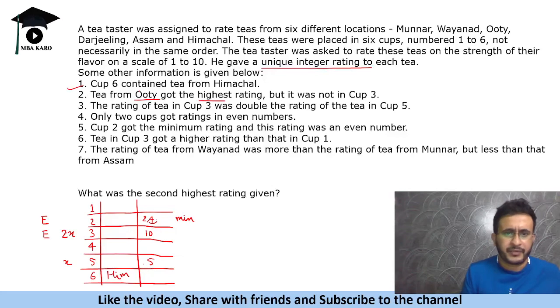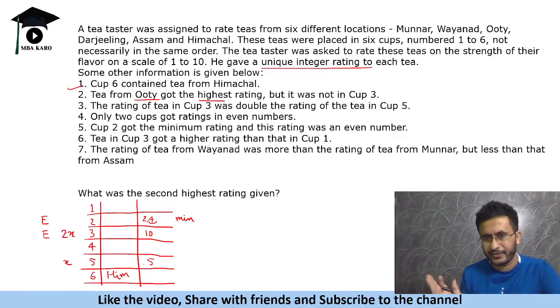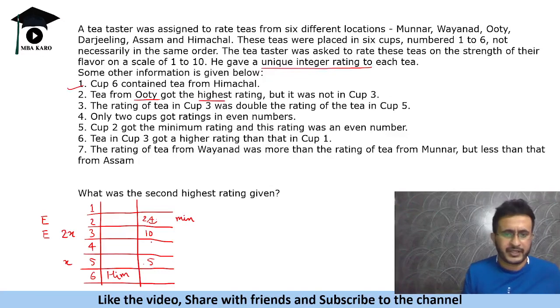Okay. Now it is given that Ooty got the highest rating. It was not in cup 3. So this is not the highest. Right? This is not the highest. Now how can Ooty get a rating? Because the maximum possible rating is 10. A rating cannot go above 10. So Ooty is not the highest here, but Ooty has to be the highest. That means this case is also not possible. So if we take minimum 4 here, this will become 5, minimum 5, because we cannot take less than 4. And this will become 10, and Ooty is not possible. So the only possibility here is 2.